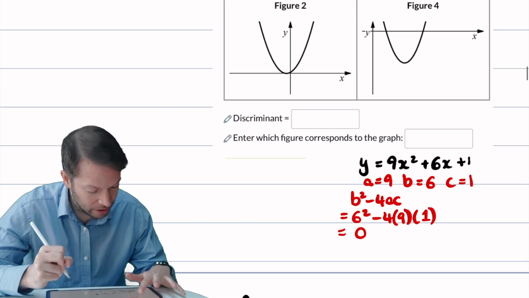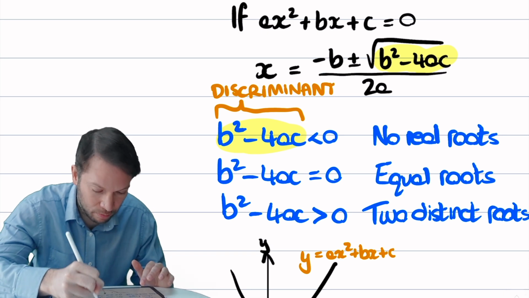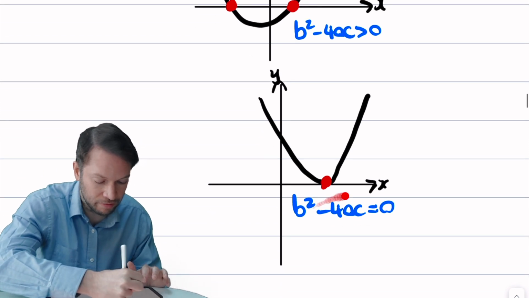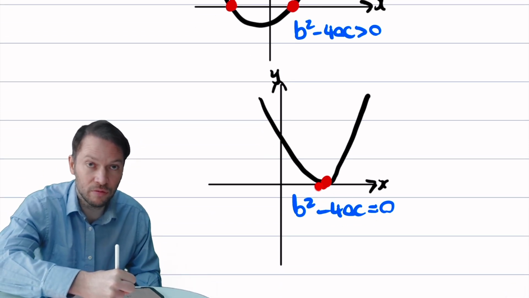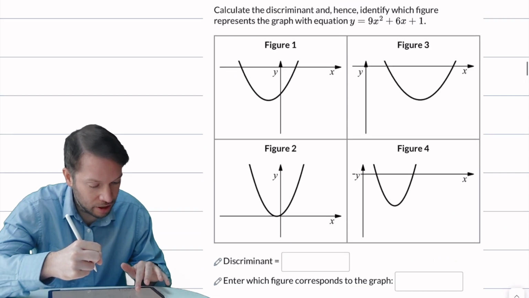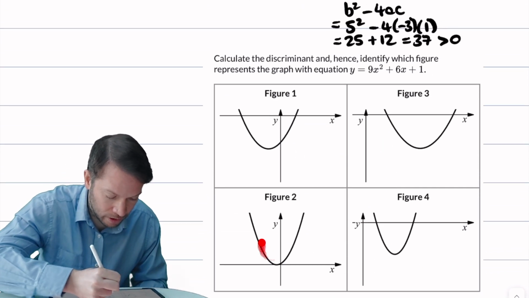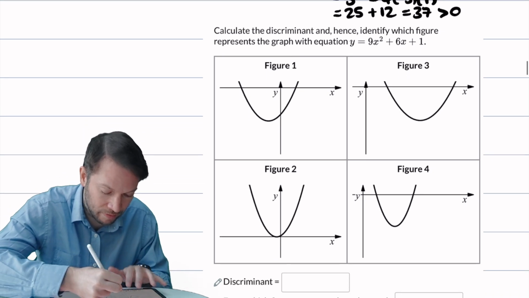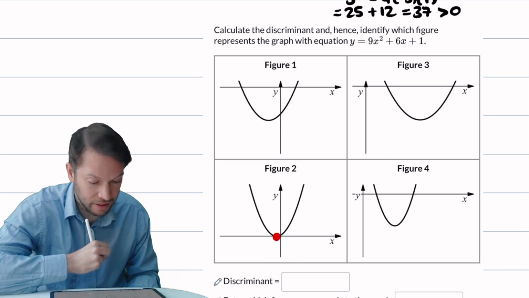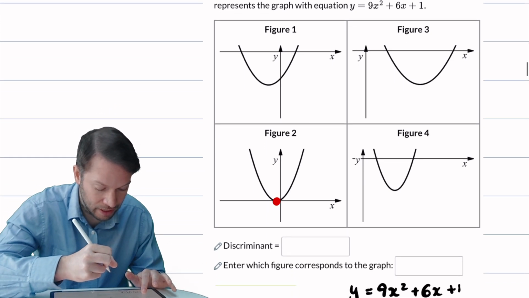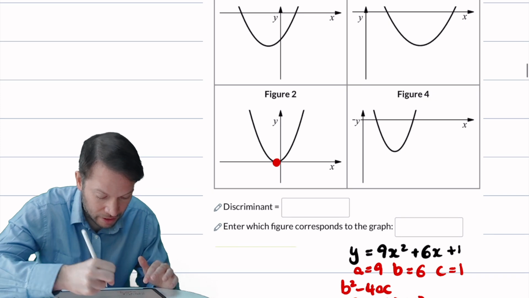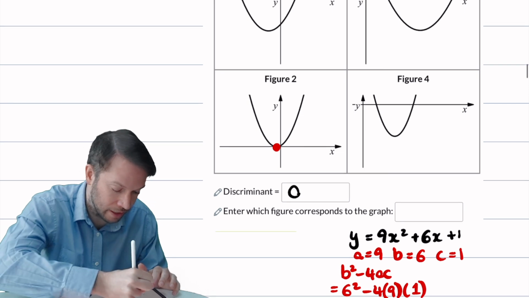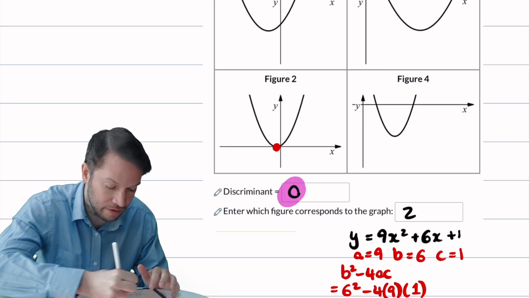Now, we saw earlier that if b squared minus 4ac was equal to 0, let's see the graph form. It's this case here, where b squared minus 4ac equals 0. You get one distinct root, equal roots, we say. So it's going to be either this one, or no, that's the only one. This is the only graph where we have one intercept with the x-axis. So the answer must be figure 2. So in the boxes, the discriminant was 0, and therefore this corresponds with figure number 2. And that is the final answer.